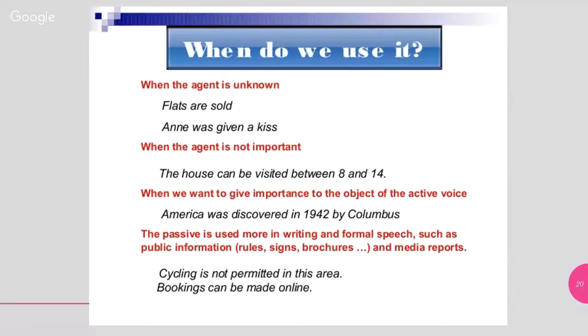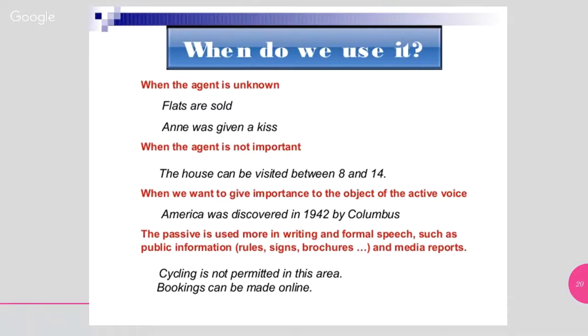When we want to give importance to the object of the active voice, America was discovered in 1942 by Columbus. So Columbus mele nam focus illa illi. America was discovered is more important to us. The passive was used more in writing and formal speech, such as public information, rules, signs, brochures, media reports.